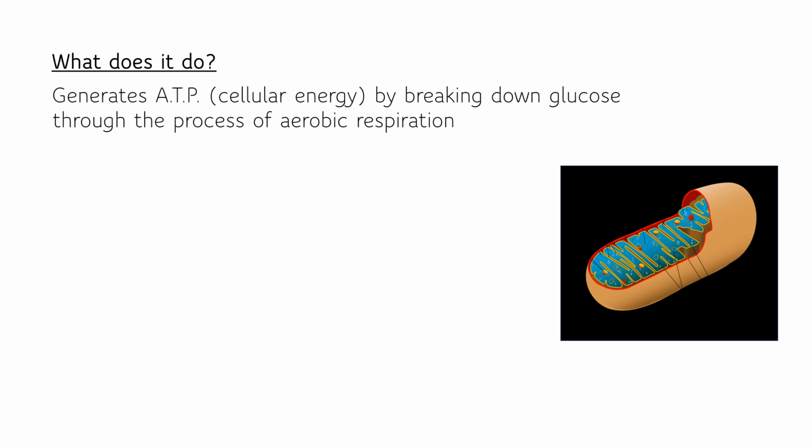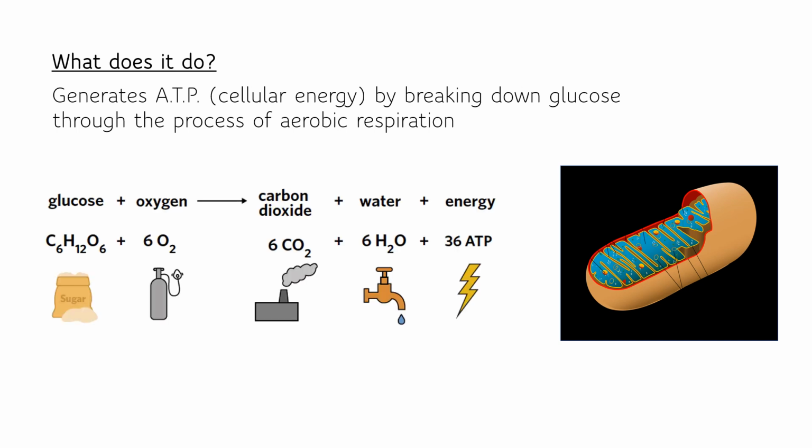So what does a mitochondria do? Well, it generates ATP, or cellular energy, by breaking down glucose through the process of aerobic respiration. This is how we get energy to help our cells complete the functions that are necessary to keep us alive. This is the chemical formula for aerobic respiration. What I do need you to know is that the inputs are glucose and oxygen, and the outputs are carbon dioxide, water, and energy. So we eat food, glucose, we breathe in oxygen, the mitochondria undergoes aerobic respiration, we breathe out carbon dioxide, water is produced, and so is energy.